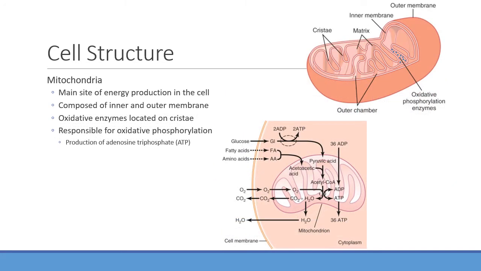Okay, next we have the mitochondria. Again, the mitochondria is the powerhouse of the cell, right? We're going to talk about this when we get into metabolism and aerobic respiration, or aerobic metabolism of sugars and things like that later on. But again, this is the main place where, what are we producing here?